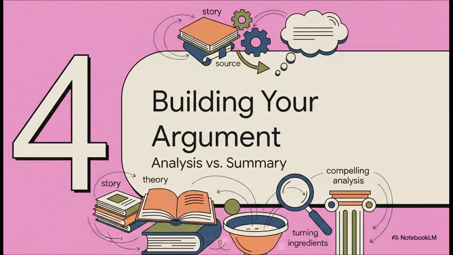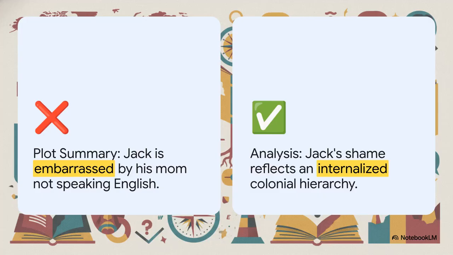Okay, now for the most important part. This is where we take all of our ingredients, the story, the theory, the source, and turn them into a really compelling analysis. And this slide is absolutely critical. The first statement, that's just summary. It tells us what happens. The second one, that's analysis. It tells us why it matters by using the language of the theory. You always want to be answering the so what question.